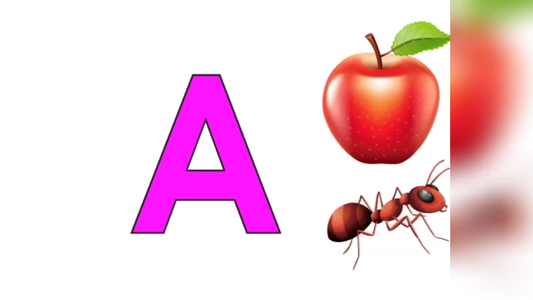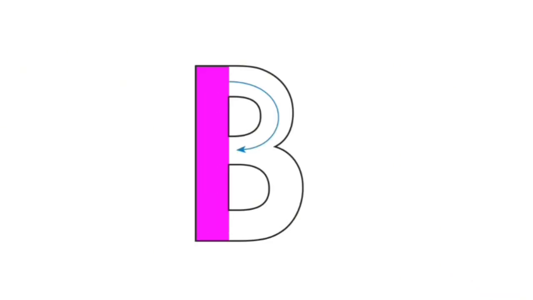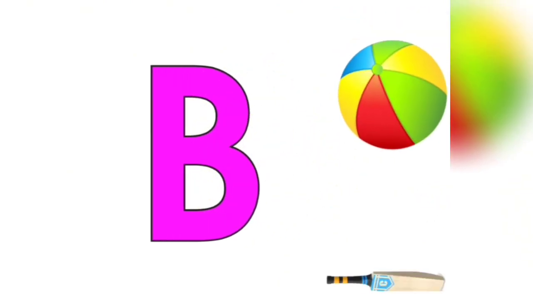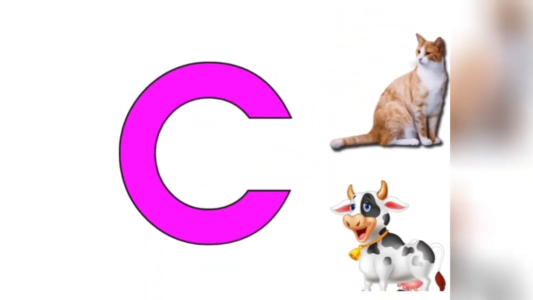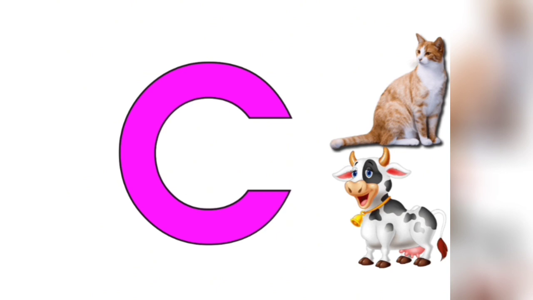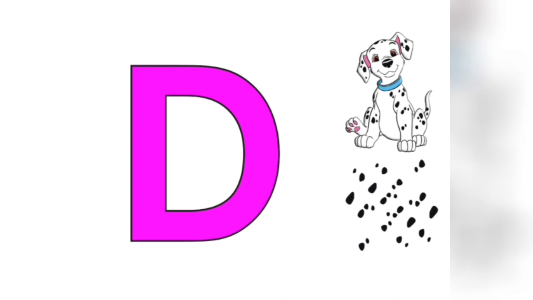A for apple. A for ant. B. B for ball. B for bet. C. C for cat. C for cow. D. D for dog. D for dots.